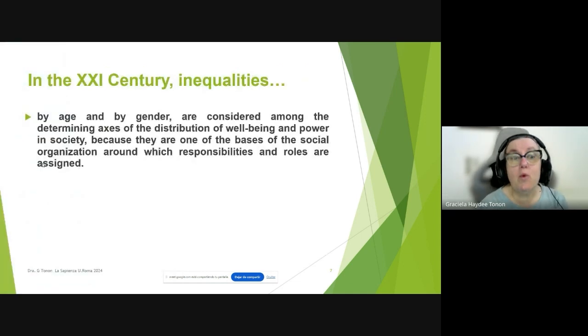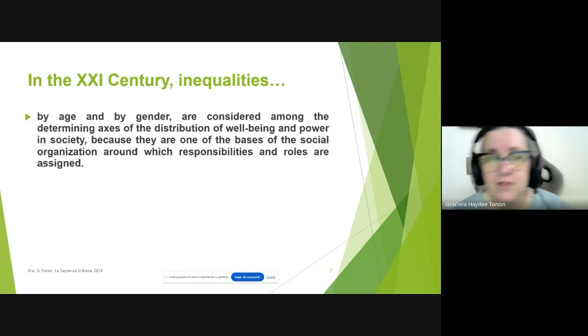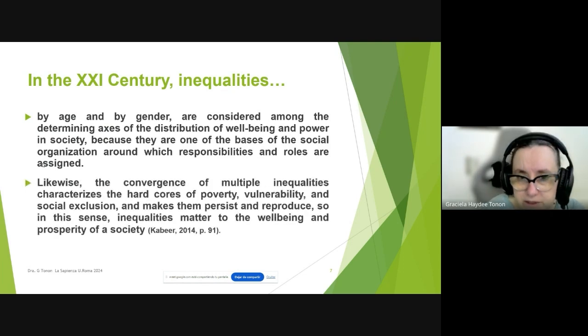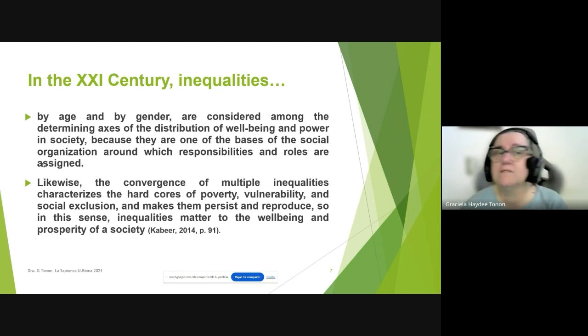In the 21st century, inequalities by age and by gender are considered among the determining axes of the distribution of well-being and power in a society, because they are one of the bases of the social organization around which responsibilities and roles are assigned. So consider the importance of these two types of inequalities. Likewise, the convergence of multiple inequalities characterizes the hard cores of poverty, of vulnerability, and of social exclusion, and makes them persist and reproduce. So in this sense, inequalities matter to the well-being and prosperity of a society.